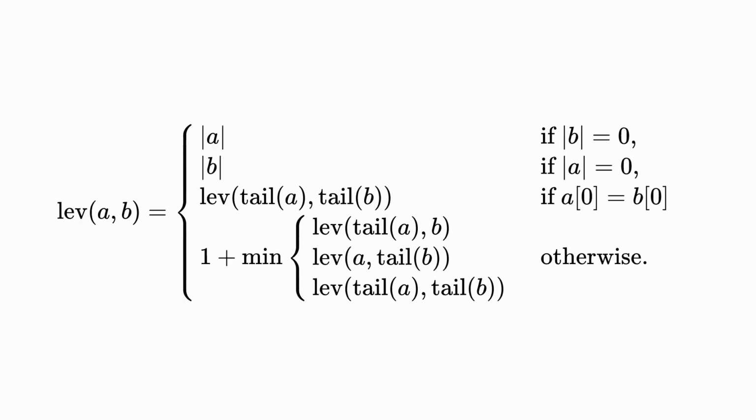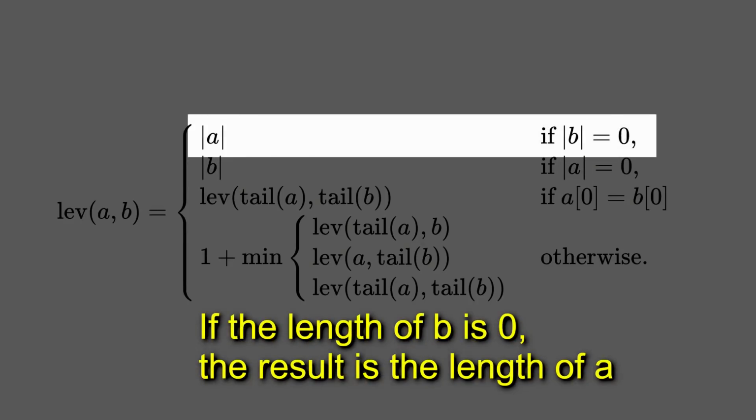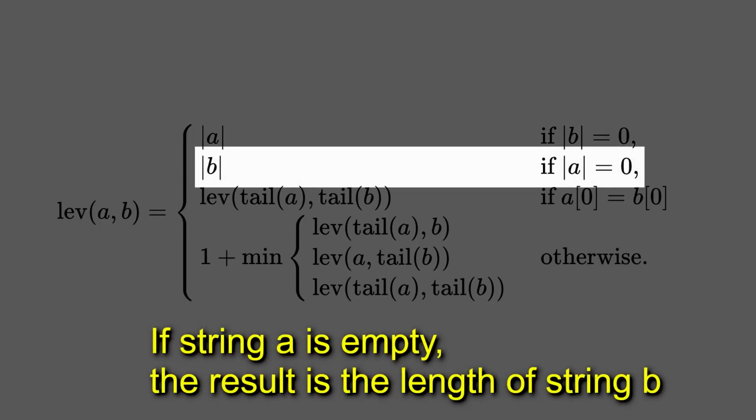The Lev, or the Levenshtein edit distance between two strings A and B, is defined as follows. These bars around the A just here, they mean the length of the string A. This top line just here says that the Levenshtein edit distance between strings A and B is the length of string A if string B is empty. And the reverse is true too. So if the length of the string A is empty and the B string has something in it, then the result of Levenshtein will be the length of the string B.